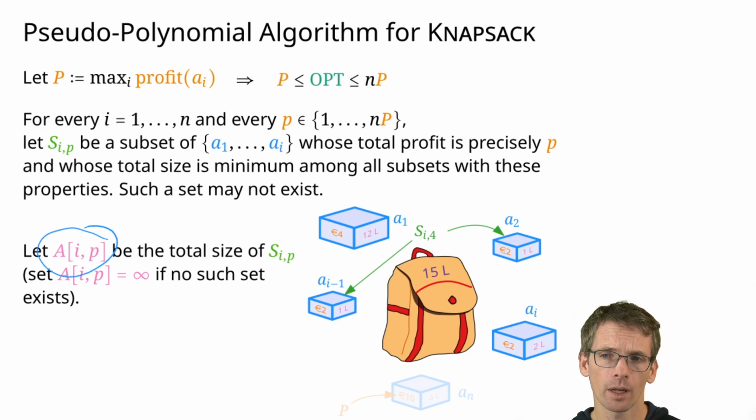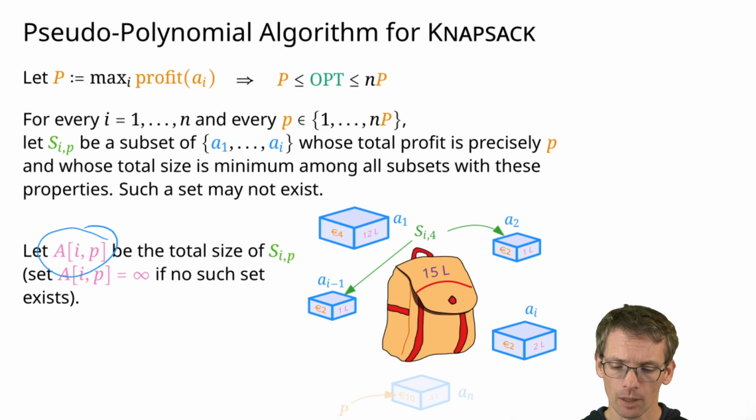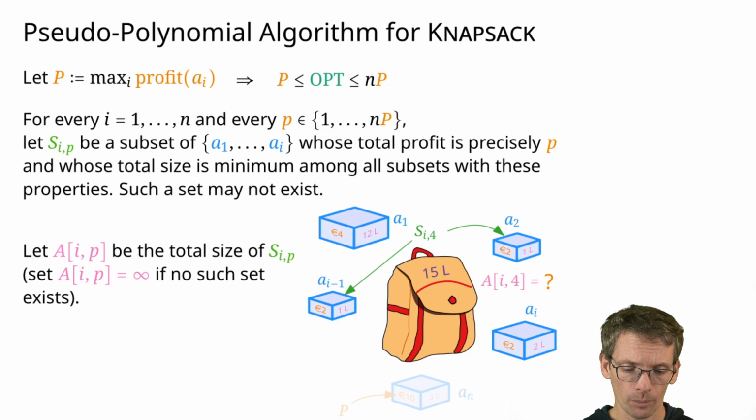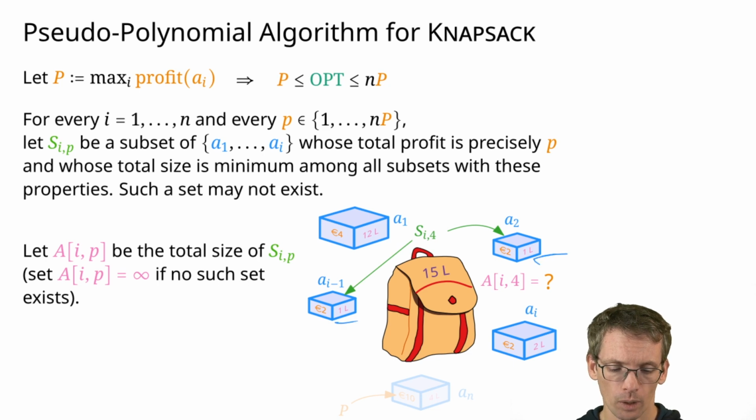And if the set S_{i,p} does not exist, we're going to set this number to infinity. Now in our example, A_{4,4}, what value does it have? So this should be the total size of S_{4,4}. S_{4,4} we already determined, and its size is 1 plus 1 is 2.